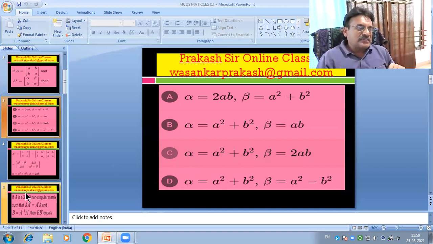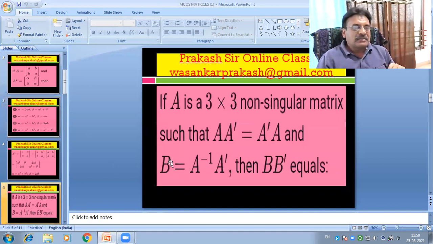Next multiple choice question. The second multiple choice question. If A is a 3 into 3 non-singular matrix, that is here, the order of the matrix A is given. This matrix is 3 into 3, that is it contains 3 rows and 3 columns. That is here A is a non-singular matrix.